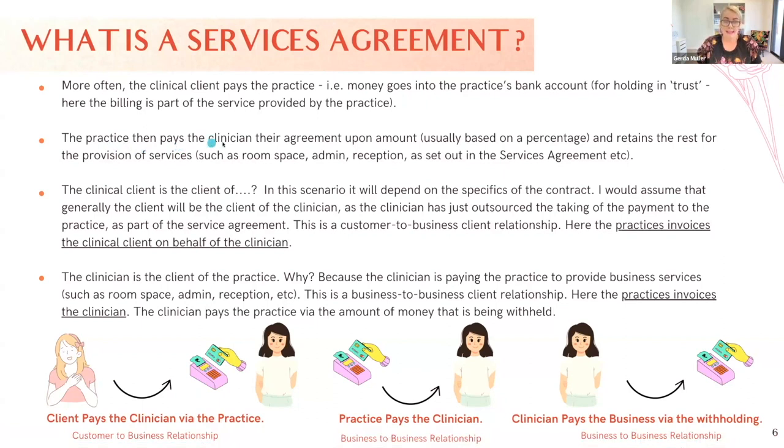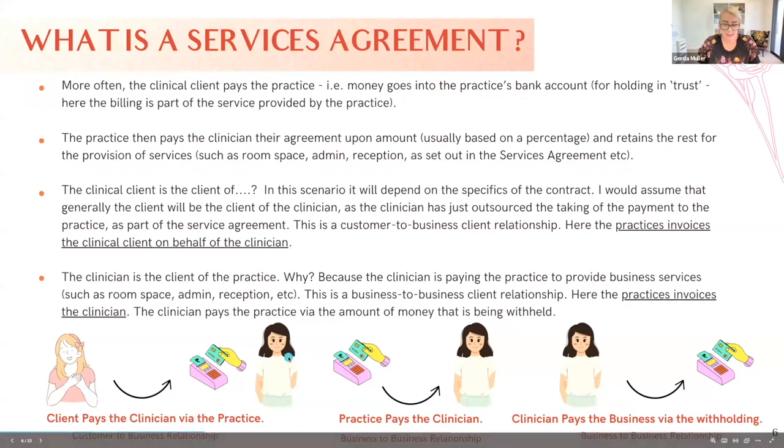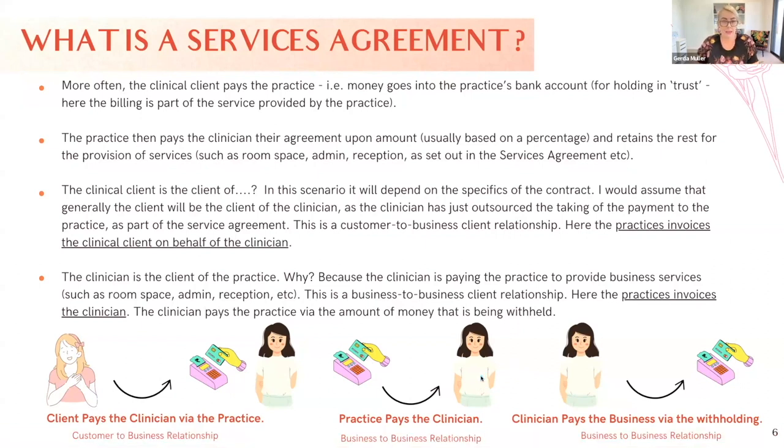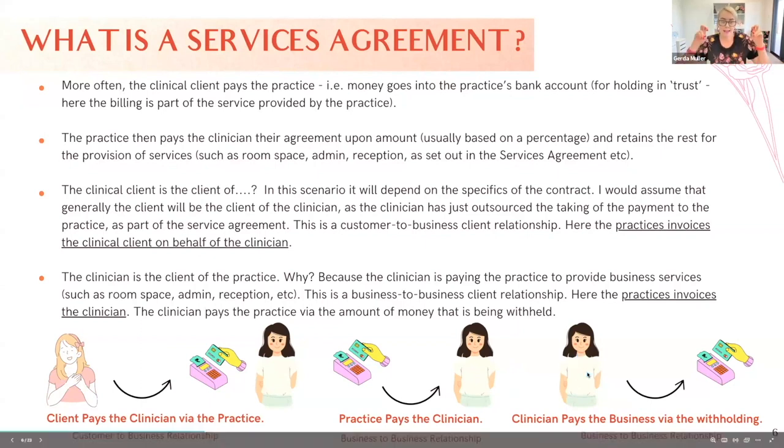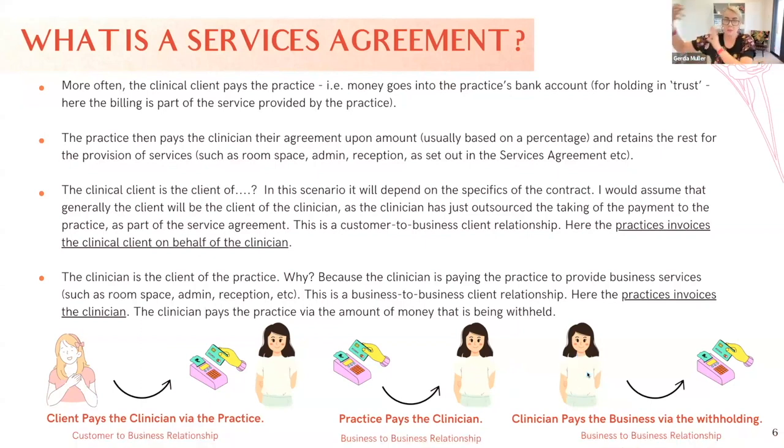The practice then pays the clinician their agreed upon amount, and that is usually based on a percentage, and then retains the rest of the billables for the provision of services as set out in the services agreement. Okay, so here we go. Client pays the business on behalf of the clinician, and the business then pays out the clinician the billings that they have taken on their behalf. Okay, and then the clinician pays, but not really directly because the business retains it.